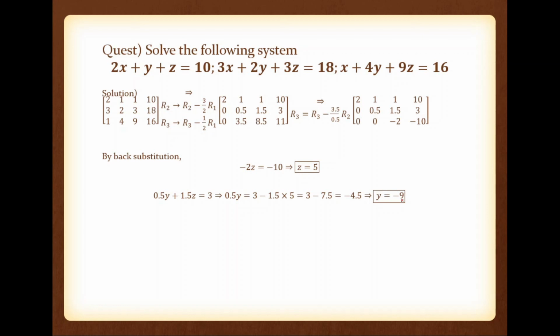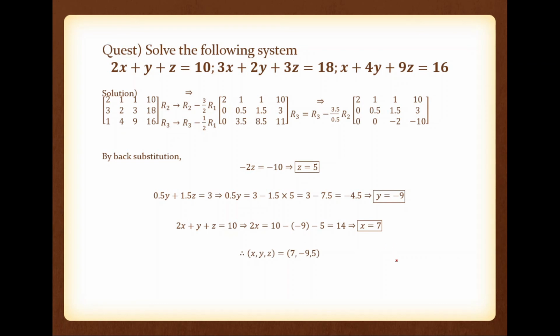So now we have the y value. Now take the first row: 2x plus y plus z equal to 10. So 2x is equal to 10 minus minus 9, this is minus 9, minus z, and z is equal to 5. So 10 minus 9 minus 5. So what is the value of 2x? 2x equal to 14. x equal to 7. So please note the values of x, y, z are 7, minus 9, 5.